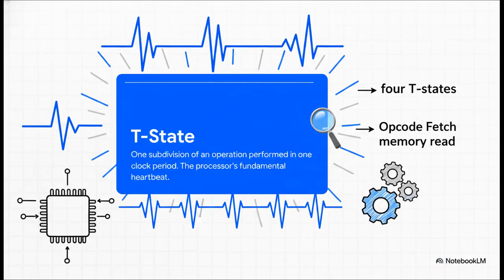So here's the key takeaway. Every single machine cycle takes a very precise number of these T-states, these heartbeats, to finish. Fetching the main command, that takes 4 T-states. A simple memory read, that takes 3. This perfect, predictable timing, well, it's everything.